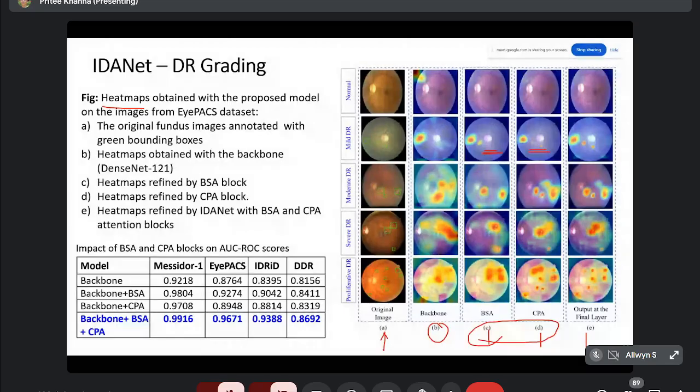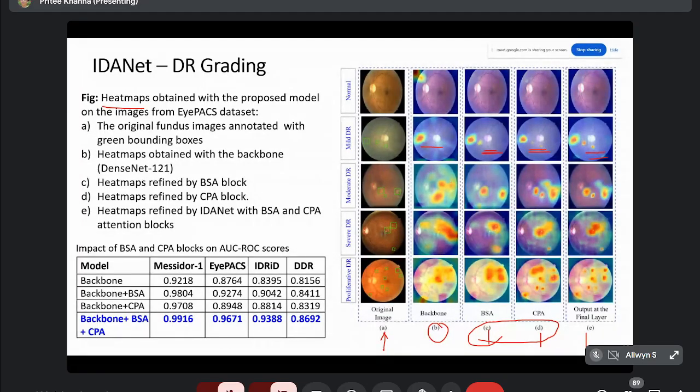So we can see that, and similarly, in the cases where the CPA block fails, the BCA block does it. So these CPA and BCA blocks complement each other in lesion detection. Another interesting thing is that there are cases when your backbone network fails to identify high level features, but the model captures them. See here, right? That is the good thing with this model.